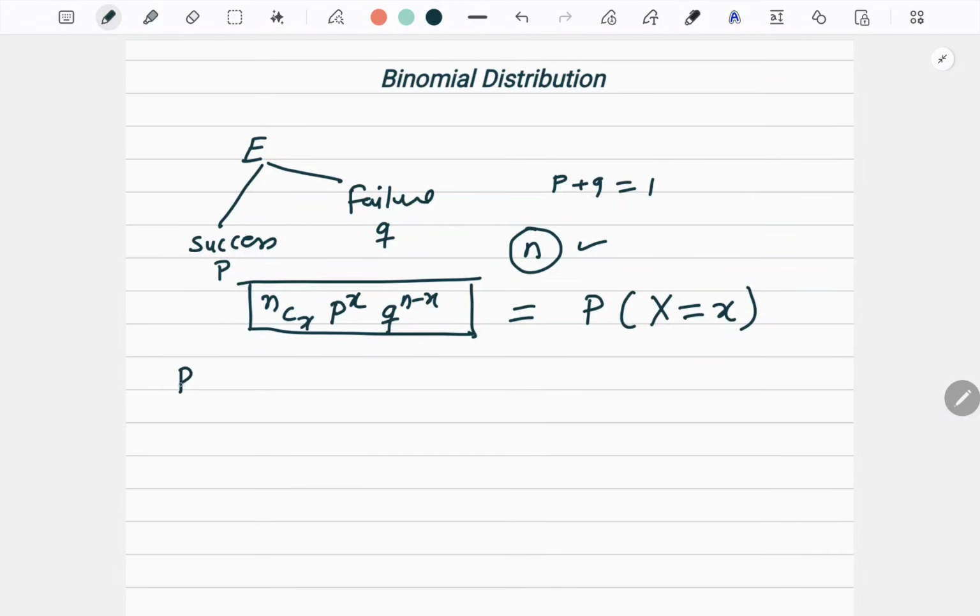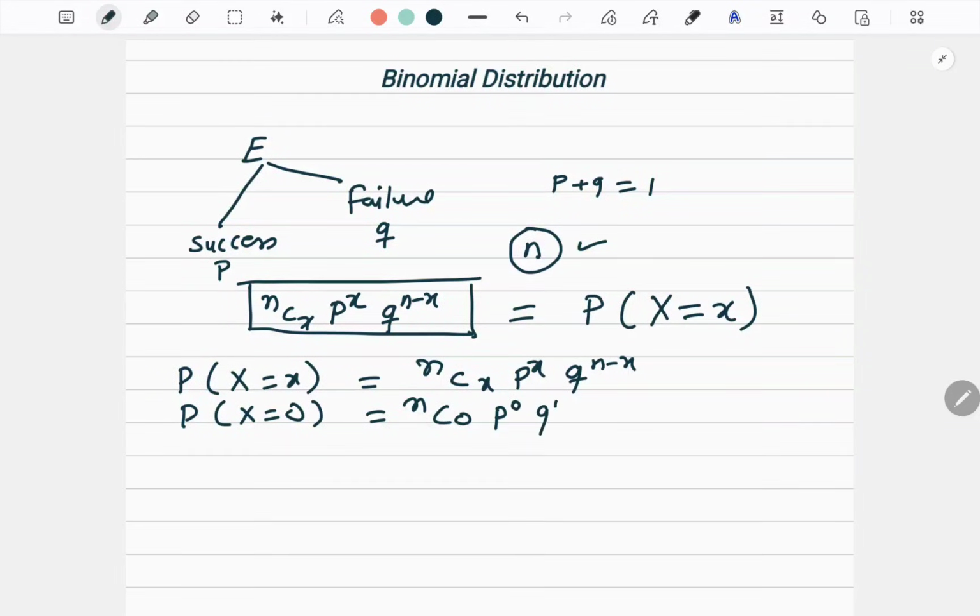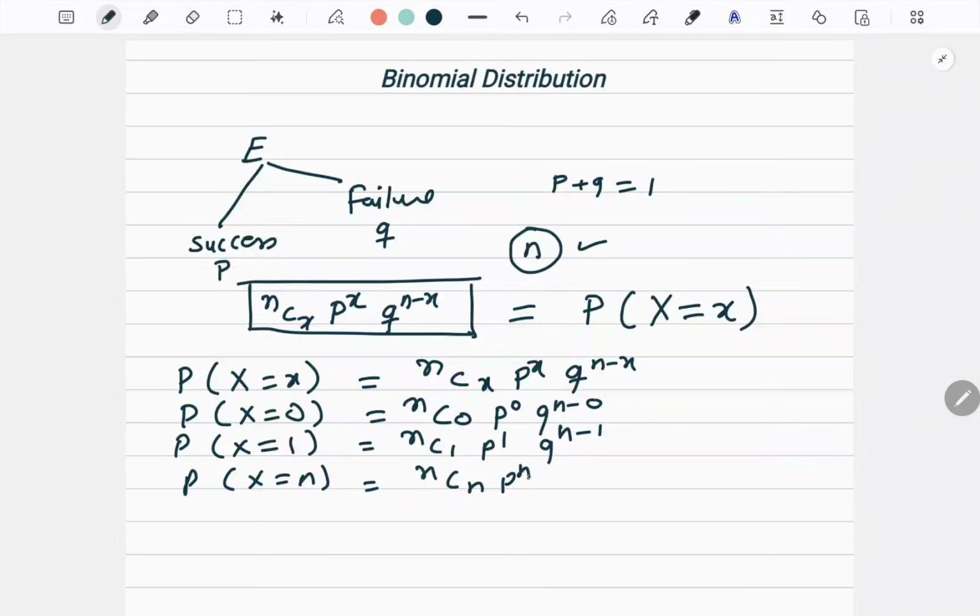Right? Now observe one thing. I said the probability for X is equal to x is nCx P to the power x Q to the power n minus x. Correct? Now if I put x is equal to 0, what will you get? nC0, P to the power 0, Q to the power n minus 0. If I put x is equal to 1, what will I get? nC1, P to the power 1, Q to the power n minus 1. And the same way, if x is equal to n, I will get nCn, P to the power n, Q to the power n minus n, that is 0.